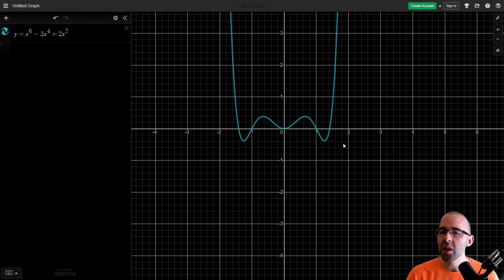All right. We also talked about the y-intercept. Where does it cross the y-axis?